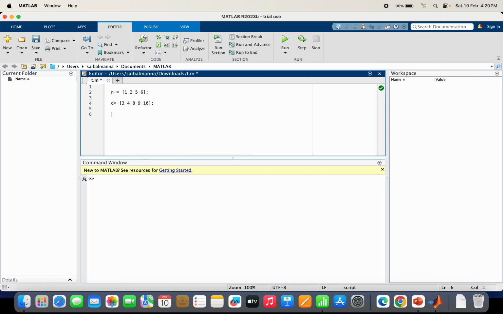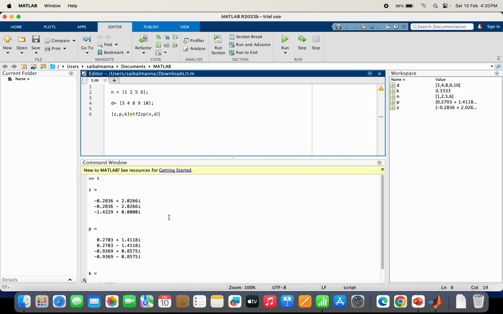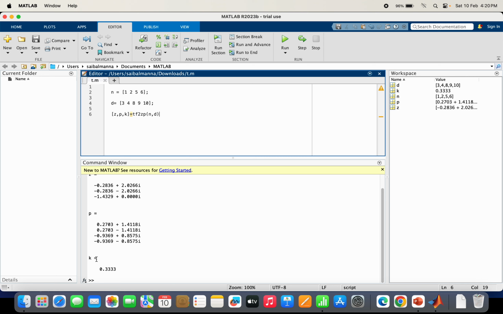Then just use the formula, that is [z, p, k] equal to tf2zp in brackets n comma d. That's it. Just run this program. Here you can see the locations of the zeros, the locations of the poles, and the value of the gain, that is 0.333.